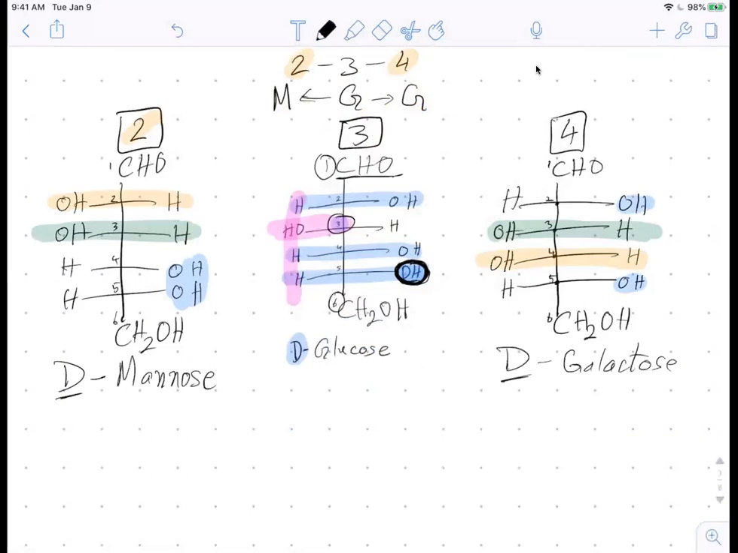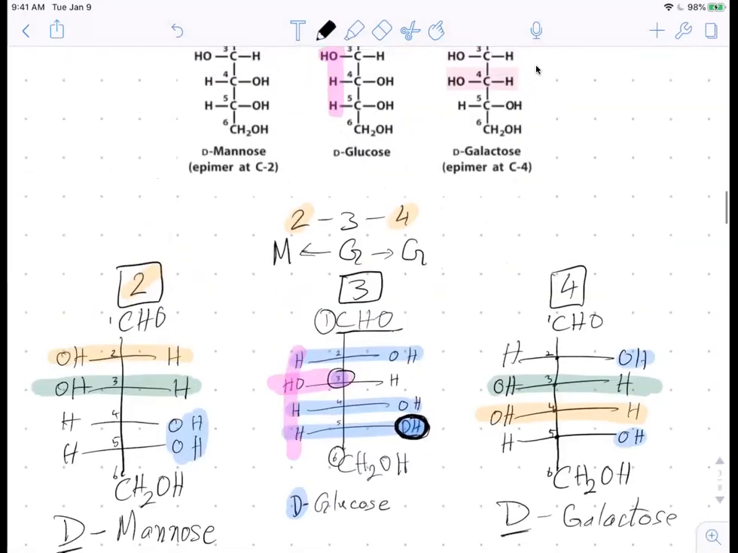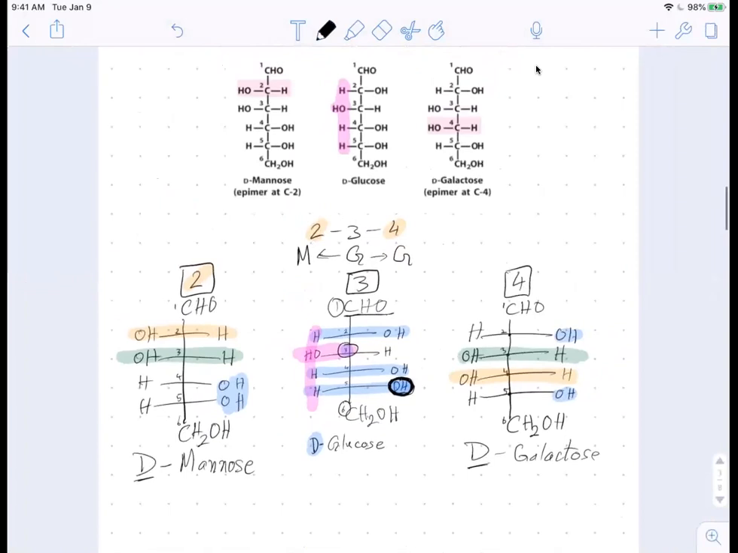Okay, so let's see if we actually did this correctly, right? So we'll take a look. Here we go. Let's do a comparison with red. We got HH, we got HH. We got HOHO, we got HOHO. We got HOHO here, we got HOHO here. We got HH here, we got HH here. This is D-mannose, this is D-mannose. We got it right. We drew it properly.